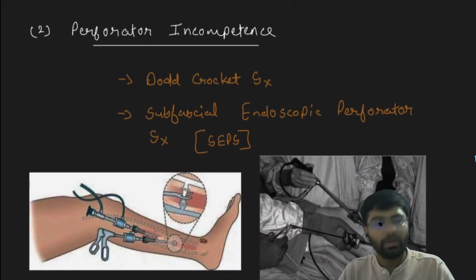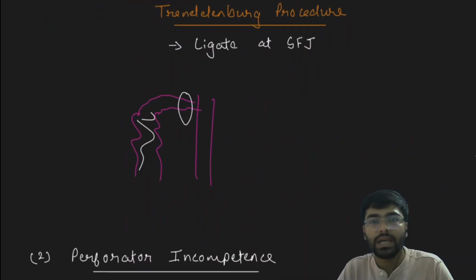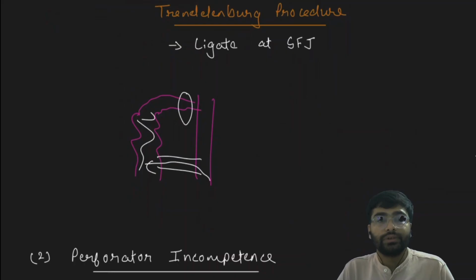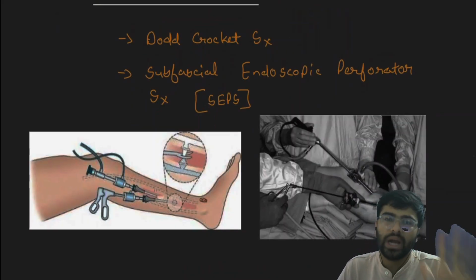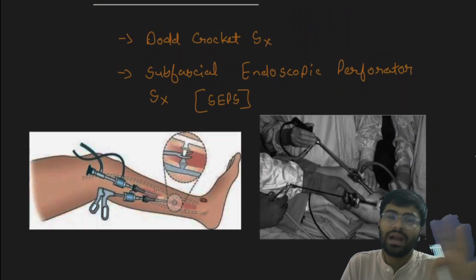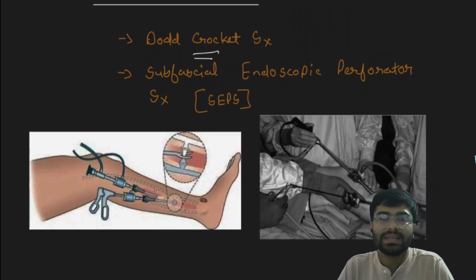Another one is perforator incompetence. What if there is a problem in the perforator and we tie here? That is not going to make any change, because the perforator is there and that will allow the blood to come. So for perforator incompetence, the surgery is different. In that, we do Dodd-Crockett surgery. These are the names of scientists. You don't have to remember names. For final year MBBS, if you're a medico, then you have to remember because you have to write this in your exams. We have Dodd-Crockett surgery and another one is SEPS, subfascial endoscopic perforator surgery.